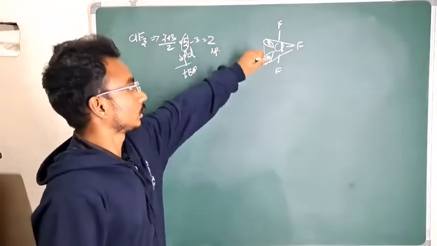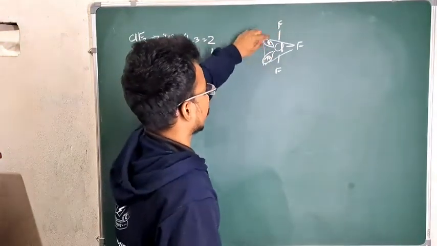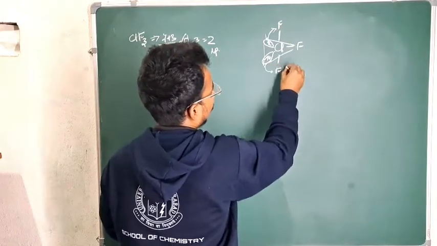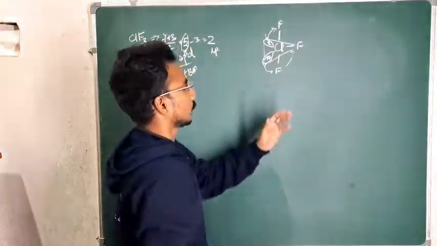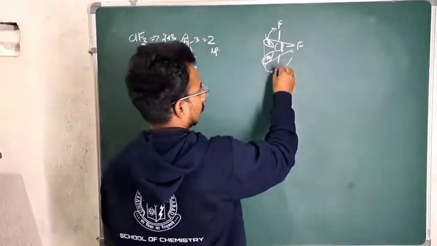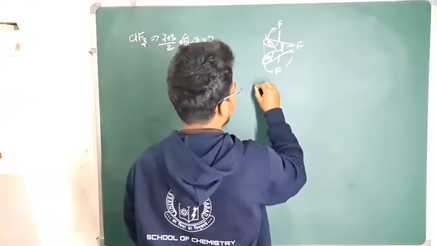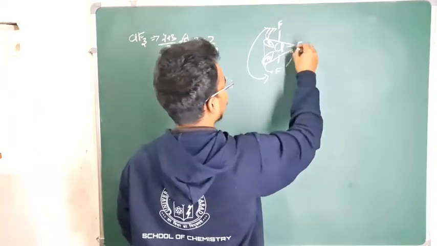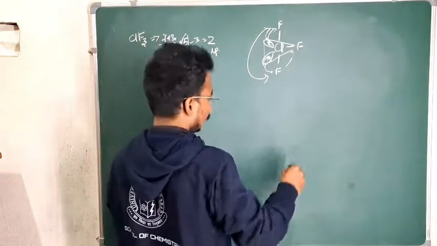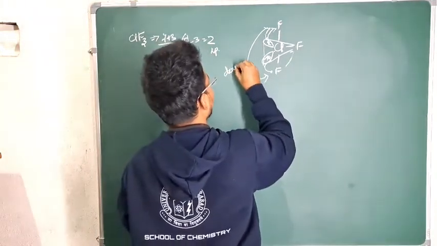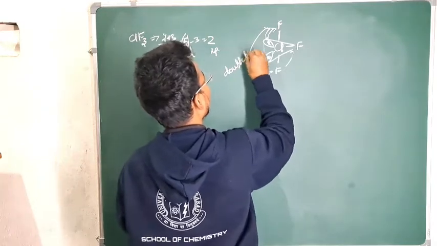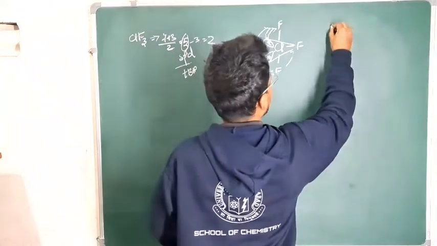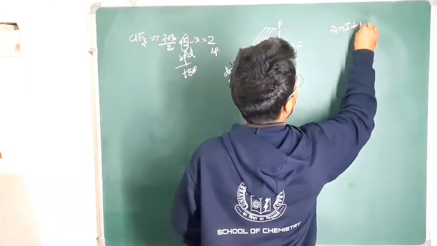You have to watch that here two types of fluorine are present. One is the two axial positions, their environment is the same, both are affected by this lone pair and this fluorine. So these two fluorines will give one signal, it will couple with this fluorine, so they will give a doublet. How am I getting a doublet? We have to use the 2nI plus 1 rule.